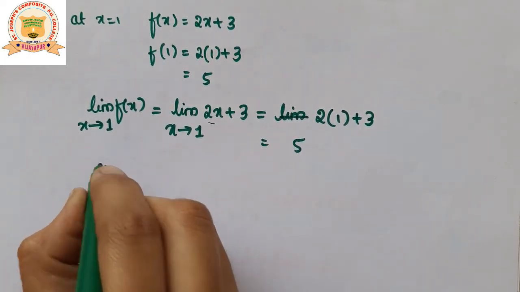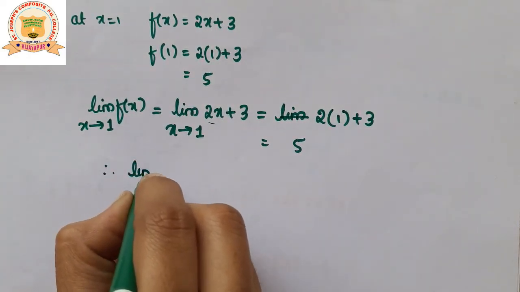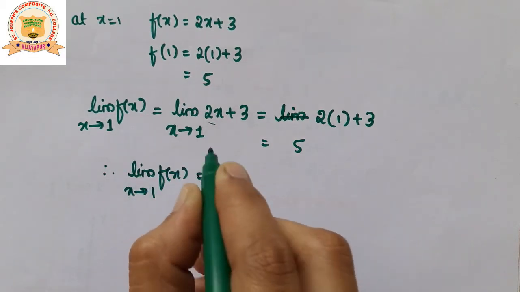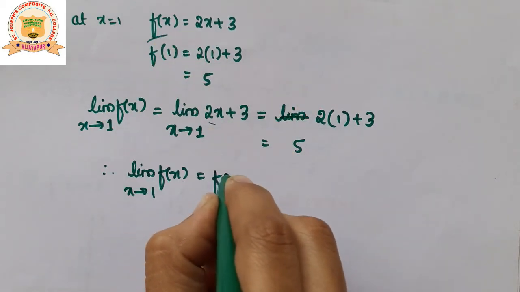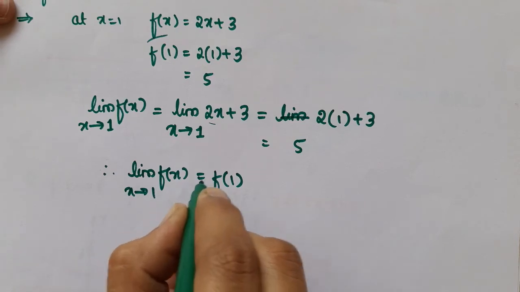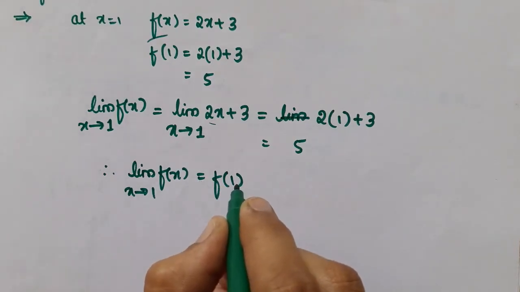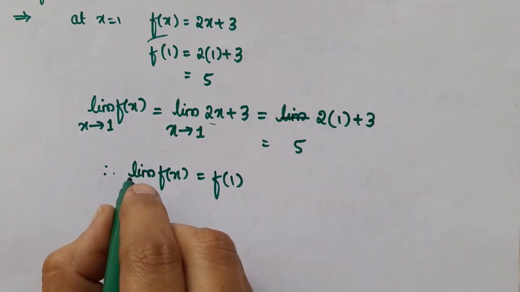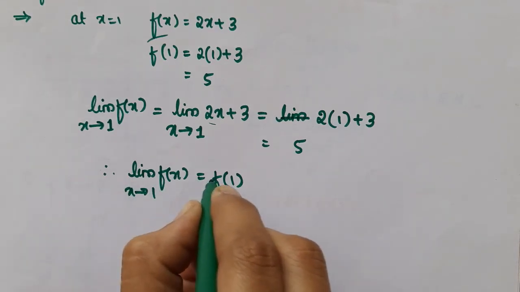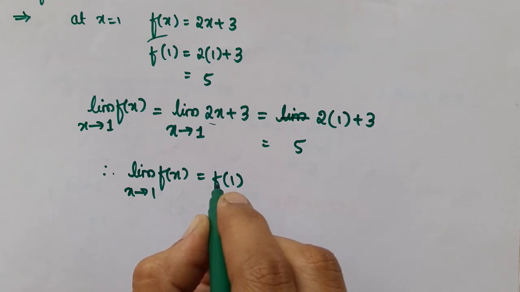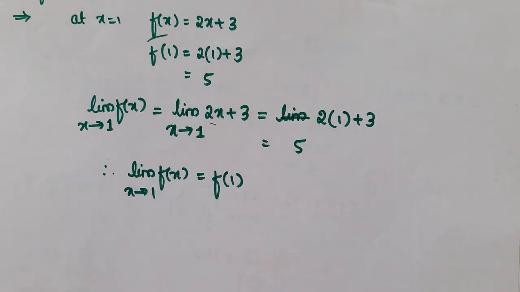Therefore, limit of f of x as x tends to 1 is equal to f of 1. If limit of f of x as x tends to c is equal to f of c, then we say that the function is continuous at x is equal to c. Similarly, here limit of f of x as x tends to 1 is equal to f of 1. Therefore, we can say the given function f of x is equal to 2x plus 3 is continuous at x is equal to 1. This is example number 1.